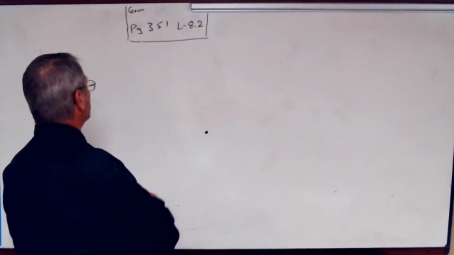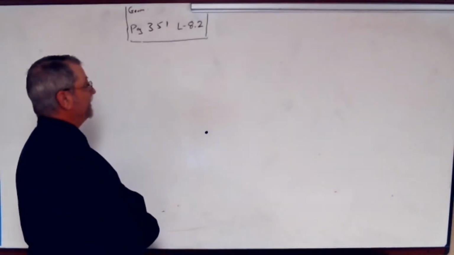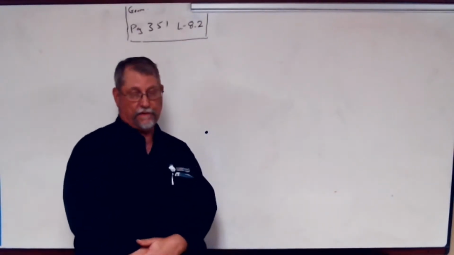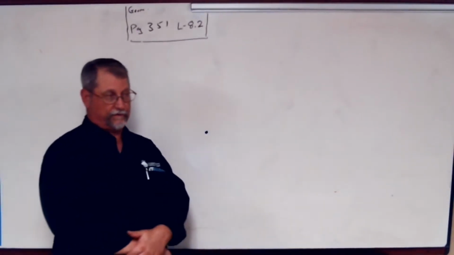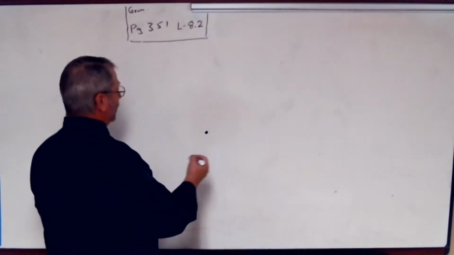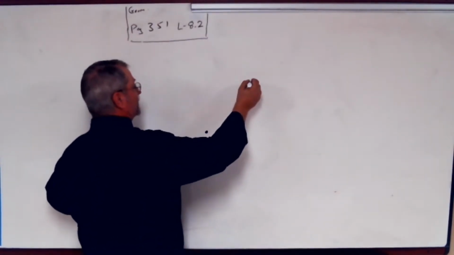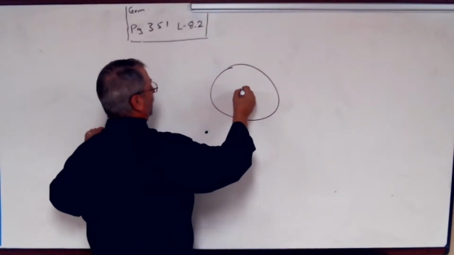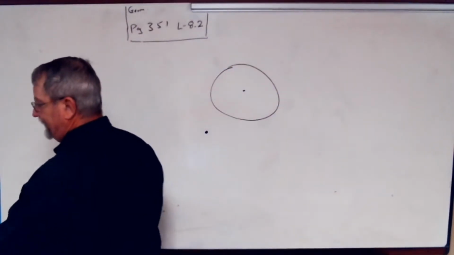This is geometry, page 351, lesson 8.2, more on circles. Will they go round in circles? Okay, so if we have a circle, here's the center. What we have today are tangents.